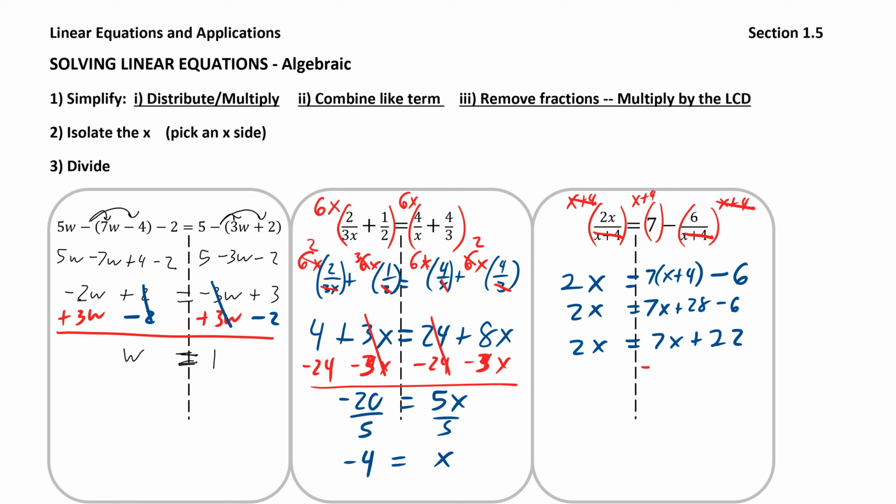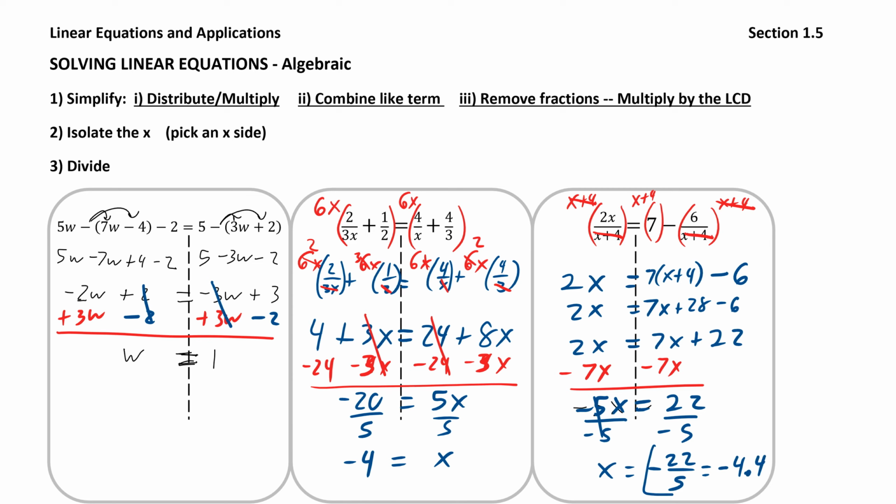Now I can solve. So minus 7x, minus 7x. It's negative 5x equals 22. Divide by negative 5, divide by negative 5, x equals negative 22 over 5. You can also write this as a decimal, and that would be negative 4.4. Your choice.